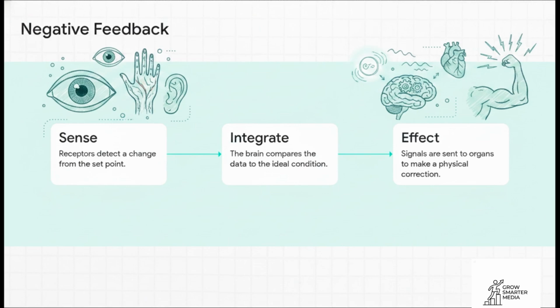To actually pull off those corrections, your body relies on a brilliant 3-step negative feedback loop. First, receptors sense a deviation from the set point. Second, the brain integrates that data, comparing it against the ideal condition. And third, signals are sent to an effector organ to make a physical correction. Sense, integrate, effect. It's simple, but incredibly powerful.